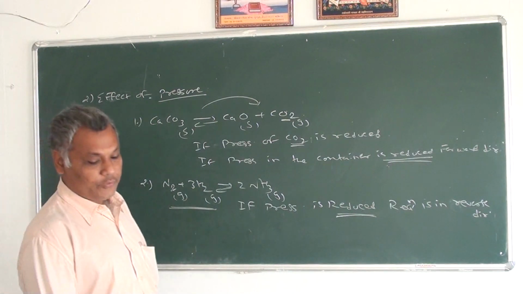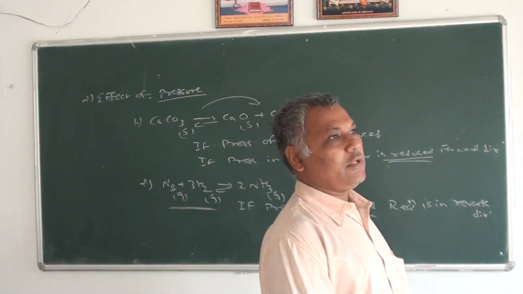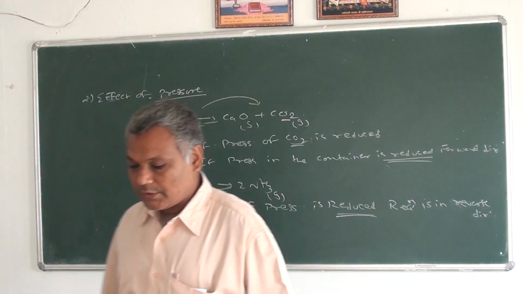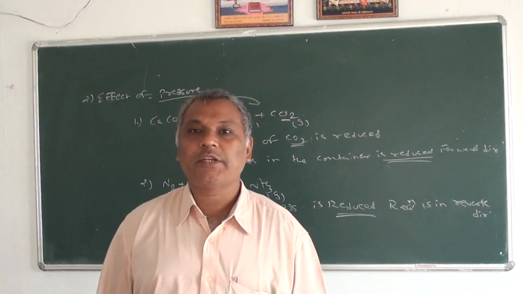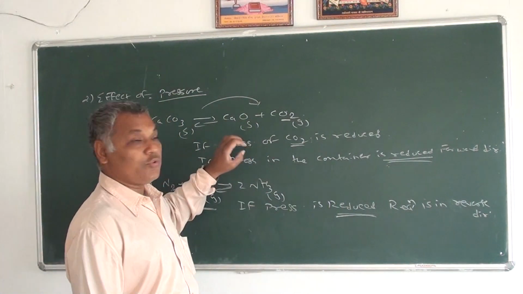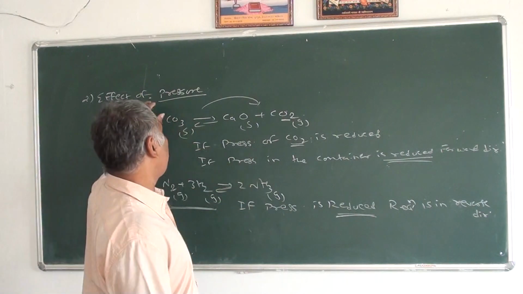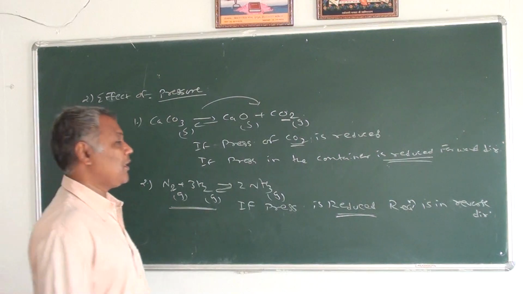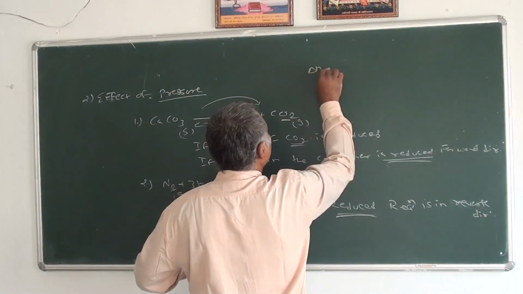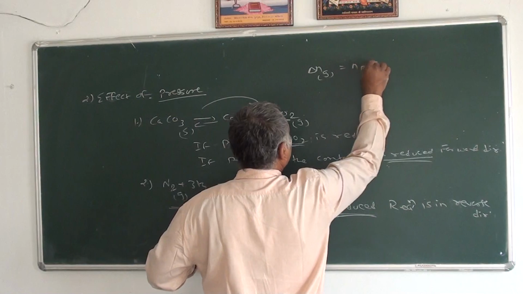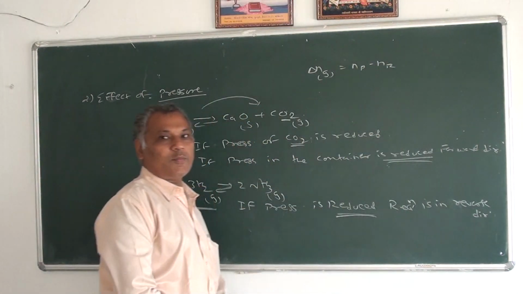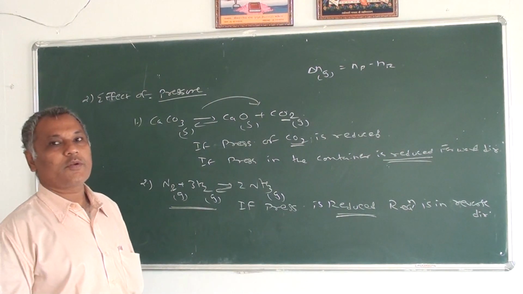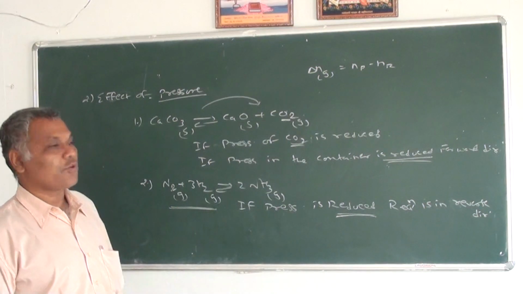You have to first of all identify the number of components present in the given reaction, and the physical states of these components. To generalize the effect of pressure, we can calculate it on the basis of the change in the number of moles of the gaseous components. We know it from thermodynamics, we have already studied it. Delta n is the number of moles of product minus reactant, counting gaseous components.